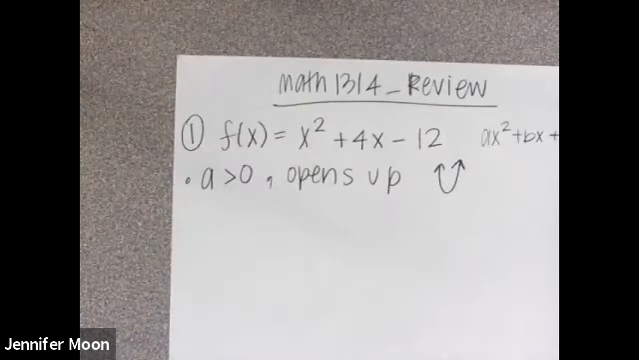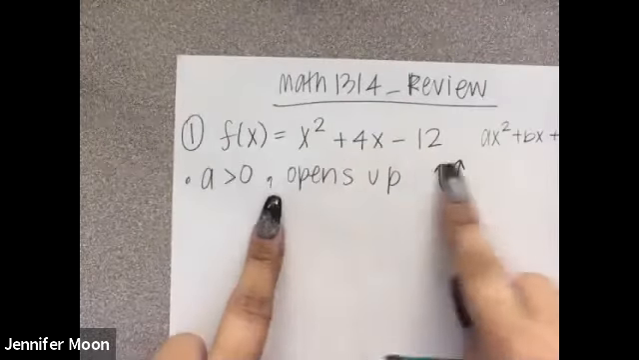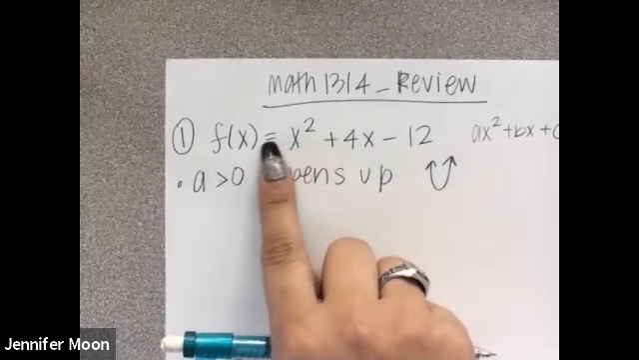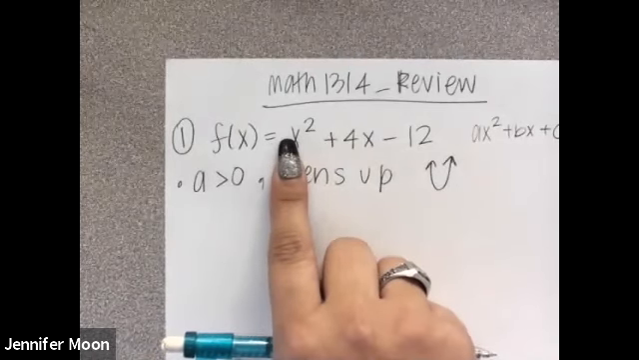So as long as that value is bigger than 0, then it opens up. So bigger than 0 is literally 1, 2, 3, 4, 5, 6, right? So a positive number. If you have something in this form and there's a negative sign right here, a negative number would be less than 0. So it would open down.